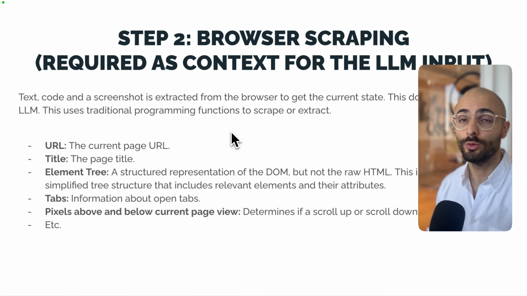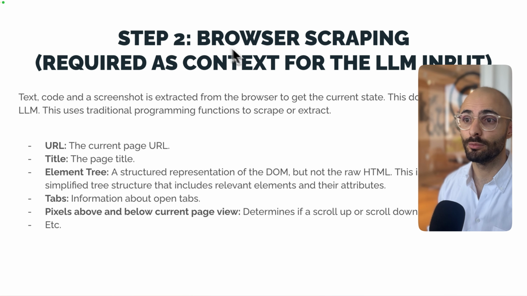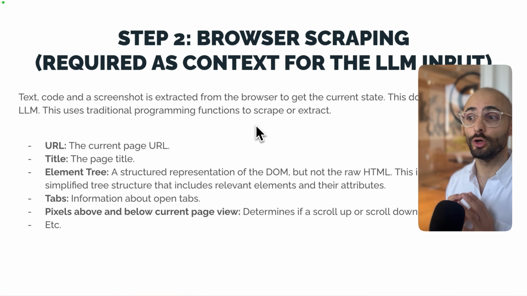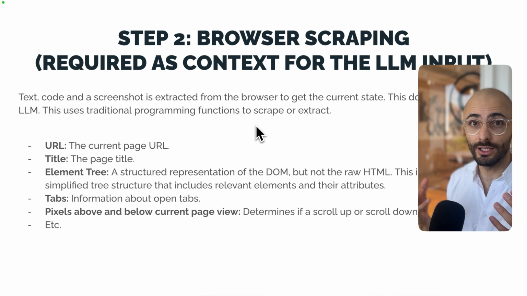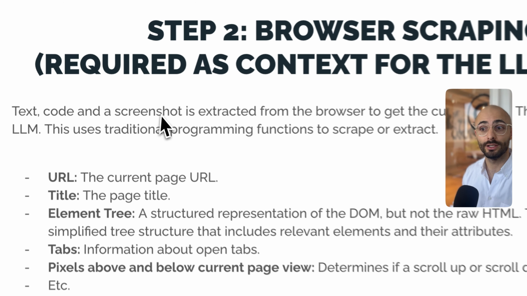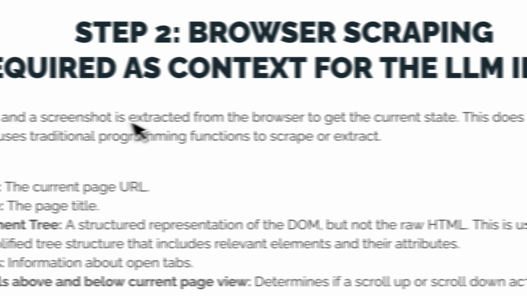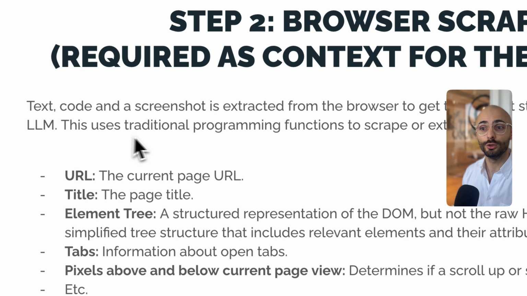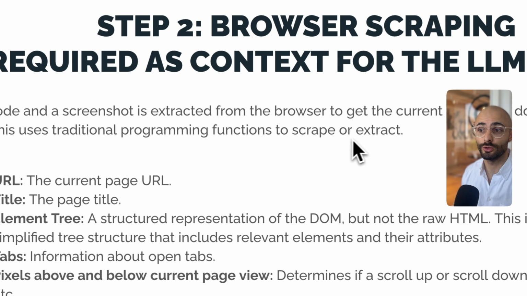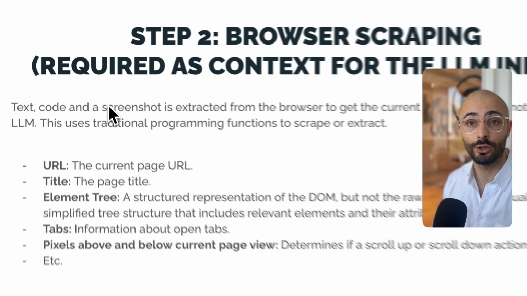Next, we have the get browser state. So step 2, once we've provided the input, is browser scraping. This is required because it provides context to the large language model input, which is the agent. This includes basically the text, code, and screenshot that's extracted from the browser to get the current state. And this does not use a large language model. This uses traditional programming functions to scrape and extract that text, code, and screenshot.